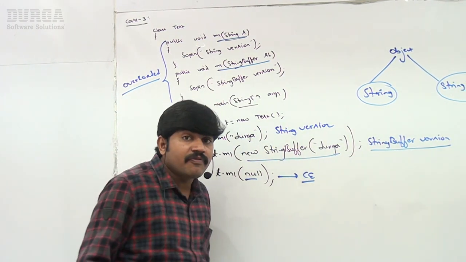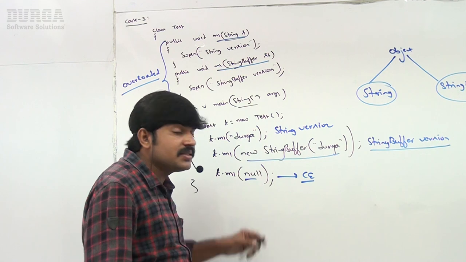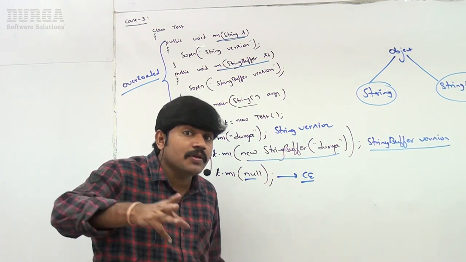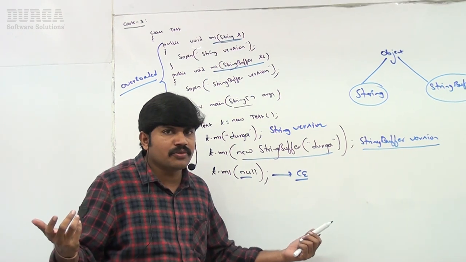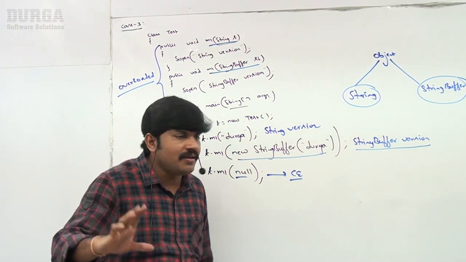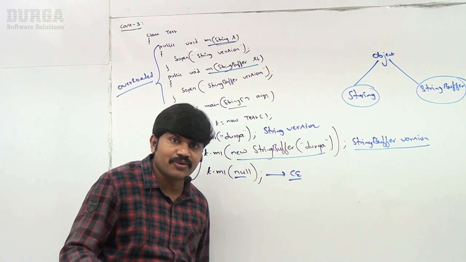Reference to M1 is ambiguous. Both the methods got matched. You want which method? I'm not in a position to resolve. That's why I can't compile. It is the compile time error we are going to get, sir.